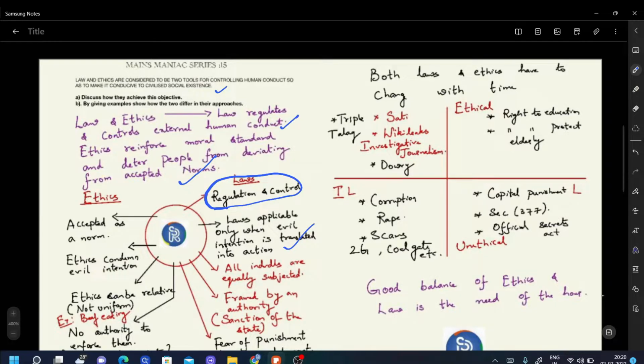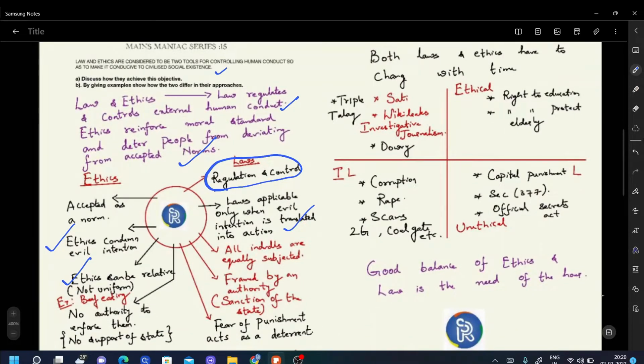But if we see ethics, ethics is accepted as a norm, and ethics condemn evil intention also. That is, ethics talk about stopping the evil intention also. That is the basic difference which we have to observe. And ethics are relative in nature. That means something that is right for somebody may not be right for somebody else, for example, beef eating. Ethics also does not have an authority to enforce them, so there is no support of the state.